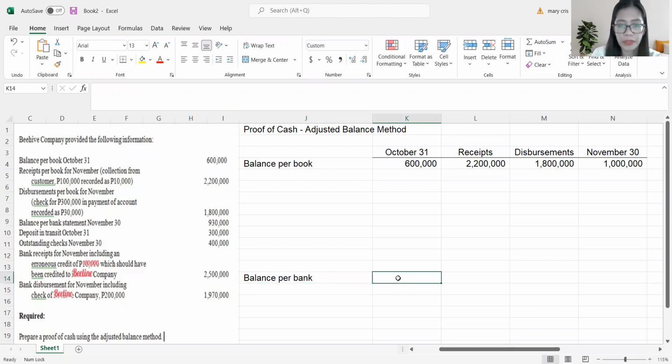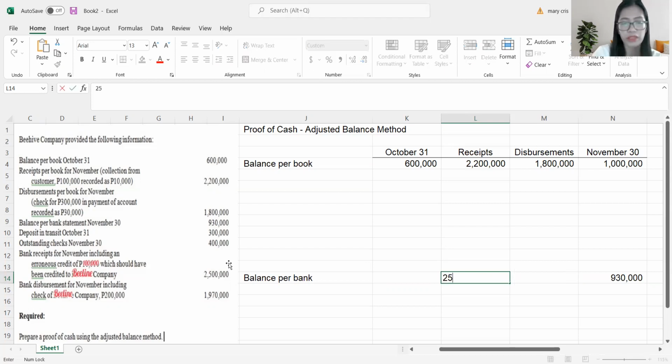So our balance per bank, what is given is the balance per bank statement on November 30. So ito yung given natin, 930,000. We are also given the bank receipts. So bank receipts natin for November is 2,500,000.